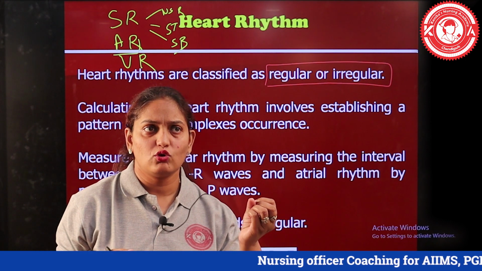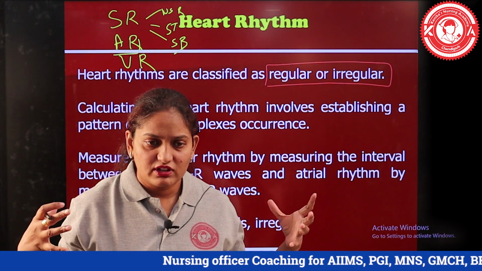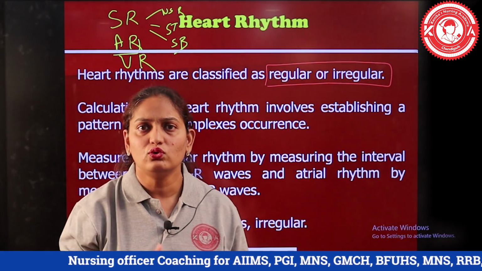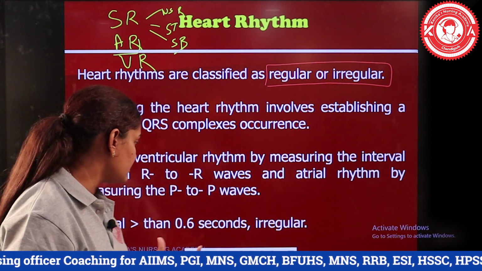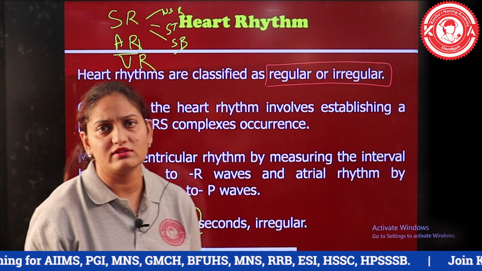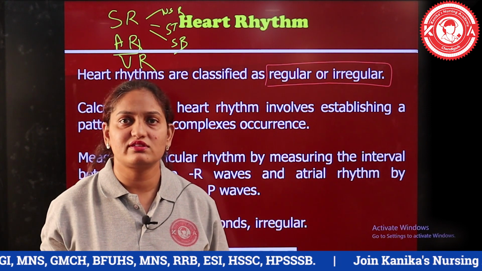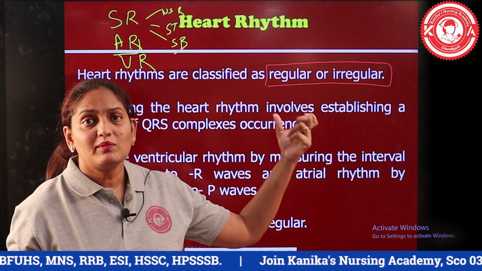In the same way, if we talk about the atrial rhythm, that is how much time it takes from one atrial contraction to another atrial contraction, there should be equidistant atrial contractions from one to another. If there is a distance of more than 0.06 or 0.6 seconds between two atrial contractions, then we will say that these are irregular rhythm complexes.